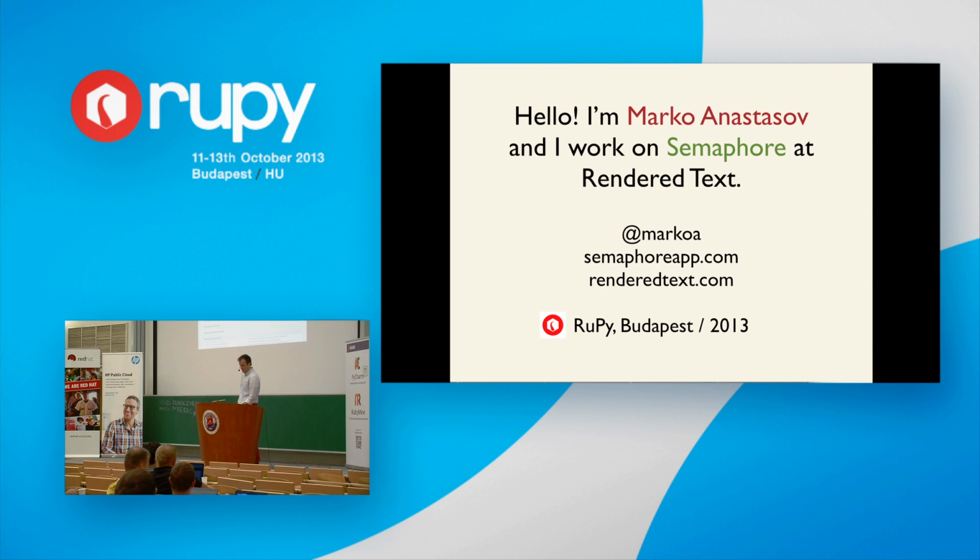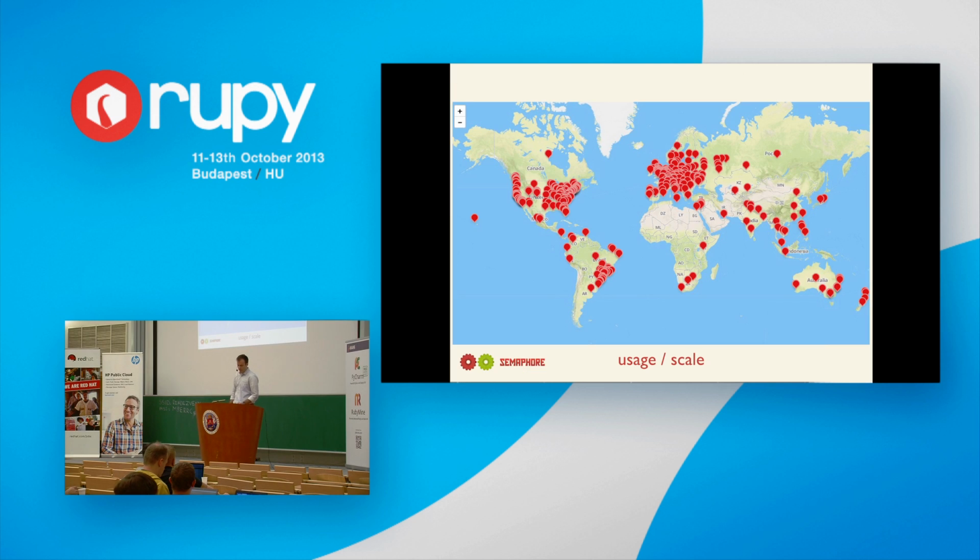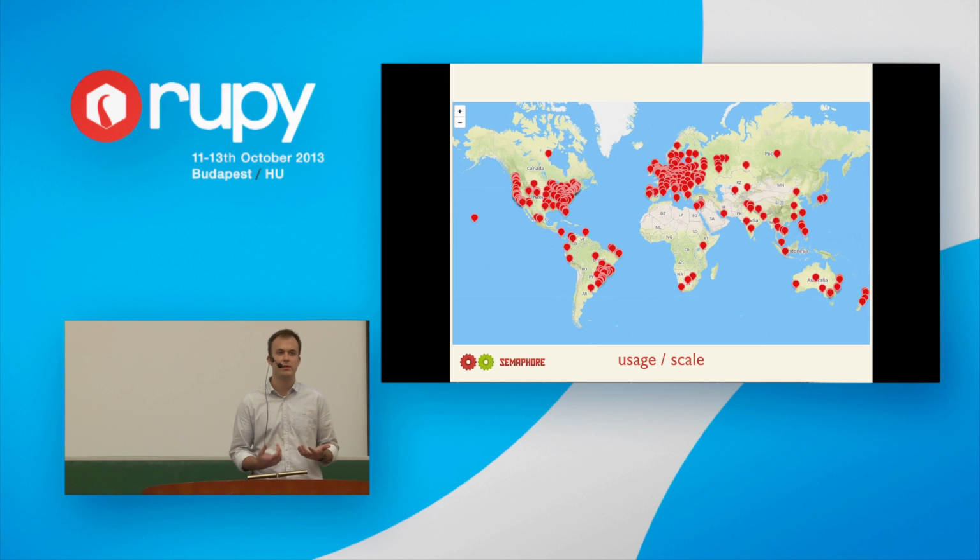So last summer, we launched Semaphore, which was the first CI service that offered one-click integration with GitHub, and it could auto-configure a Rails project. And in general, we say it's built for speed and simplicity. Today it's running thousands of private builds every day. So that's the background, the experience that my talk is based on.